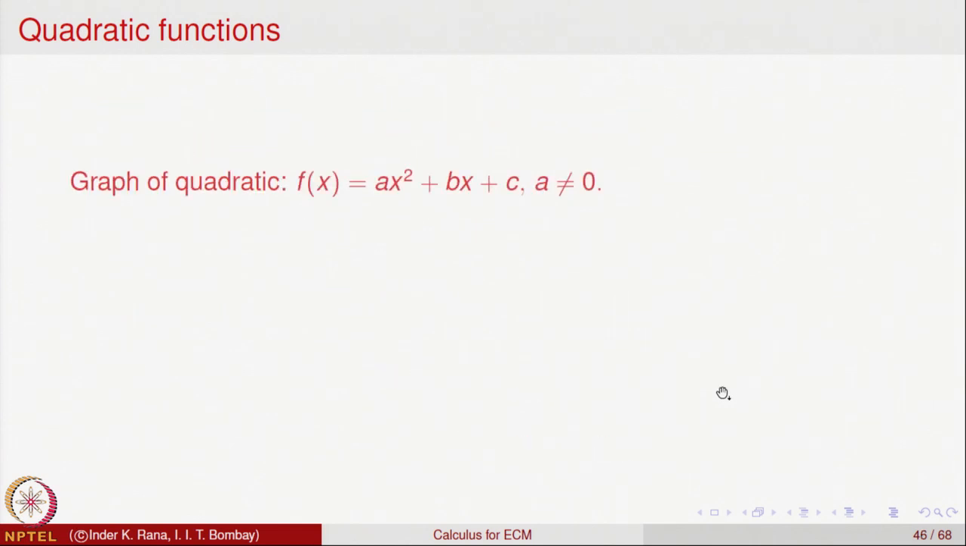Next, what we want to do is look at this function f x is equal to a x square plus b x plus c, a not equal to 0. How does one represent it graphically? What is the graph of this function? That means we want to plot all the values x comma y such that y is equal to a x square plus b x plus c, a not equal to 0. How does one do that? Let us try to analyze this slightly.